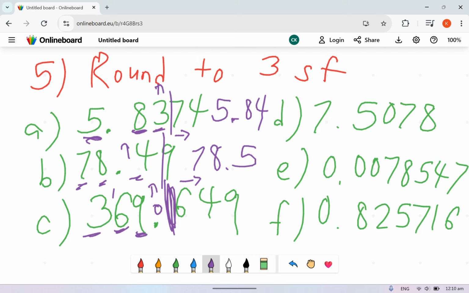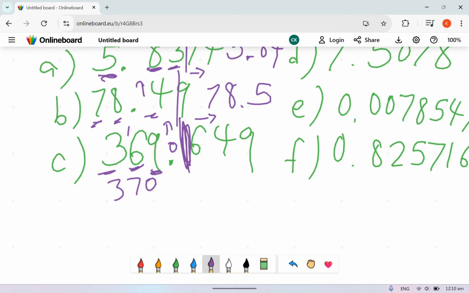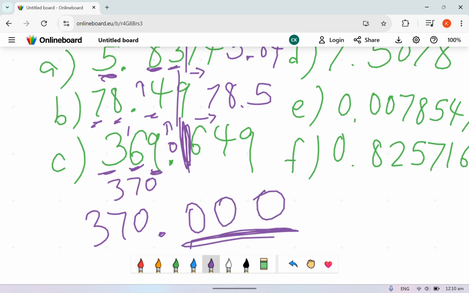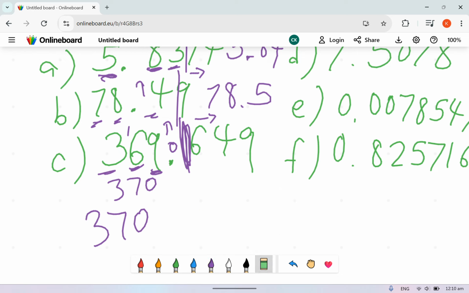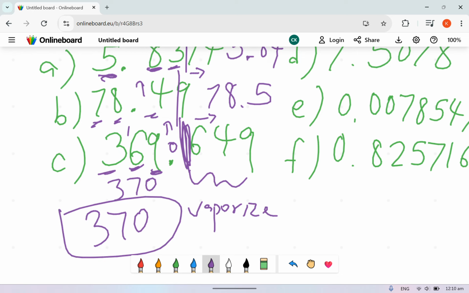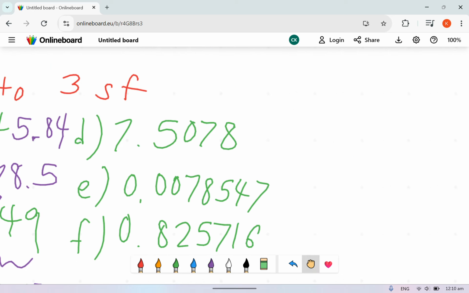0, 370. Okay. Now this one, a lot of you may say, oh, we have to leave behind some trailing zeros, right? No, we don't have to, because in this case, we just want 3 significant figures, and we can clearly see that 370 is just 3 significant figures. This is vaporized, remember, vaporized. I call it vaporized. Okay, so answer is 370. 7.5078.